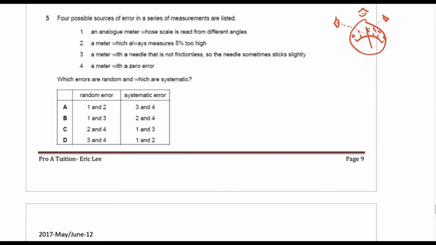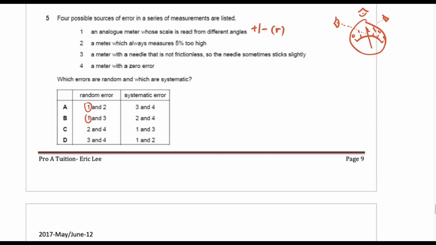So what am I trying to say is sometimes the reading can be smaller, sometimes the reading can be bigger, sometimes it can be accurate. If there is a situation where it can be bigger or smaller, this is what we call random fluctuations. A random fluctuation is under random error. Random fluctuation means it can be too big or too small. Okay, number 1 is under random error.